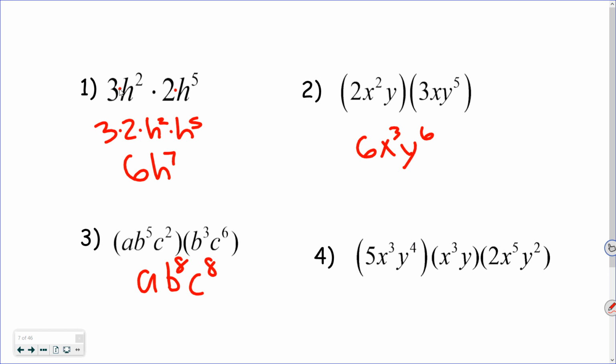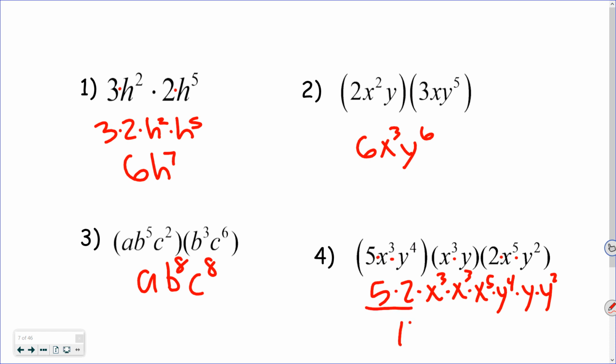We can just, they're all just multiplied together again. So we can rewrite that as 5 times 2 times x to the 3rd times x to the 3rd times x to the 5th times y to the 4th times y squared. Okay, now we can multiply those 2 together.